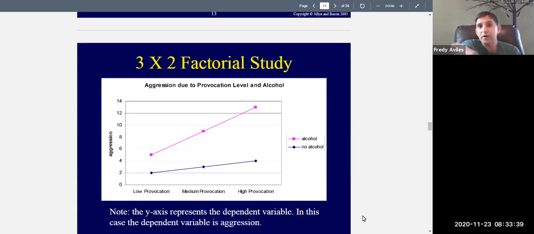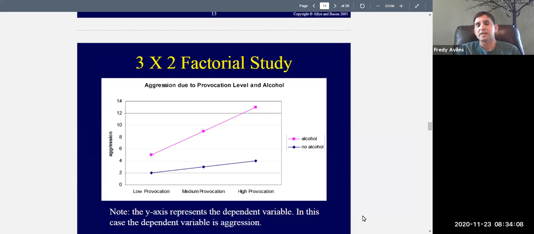Because they're sloped, they're going up. What that's telling you is that as you go from low provocation to medium provocation to high provocation, the aggression is going up, okay? And remember, aggression is what we have labeled on the y-axis there, right? The higher you go, the more aggression. So there's a main effect of alcohol. The lines are spread out, right? They're not close together. And there's a main effect of provocation because the lines are at an angle. That means they are changing. The effect is going up, okay?